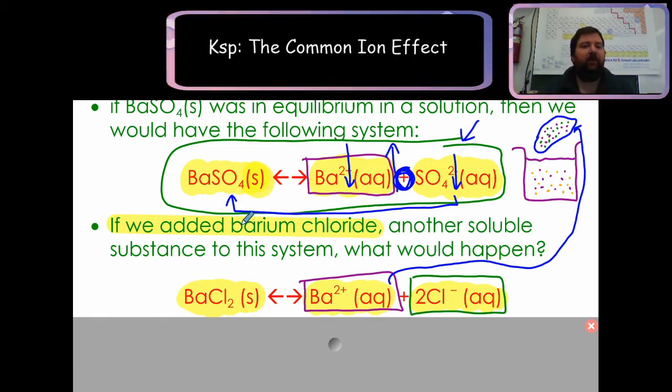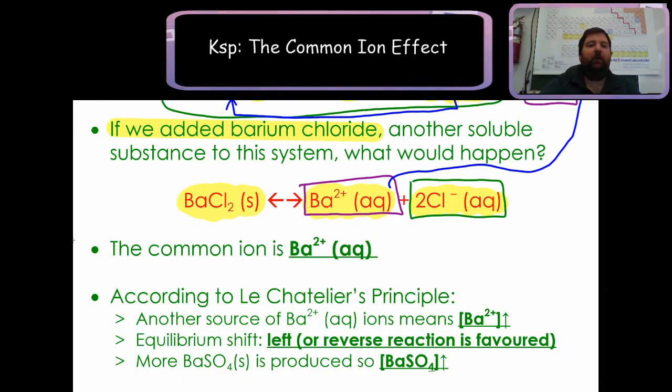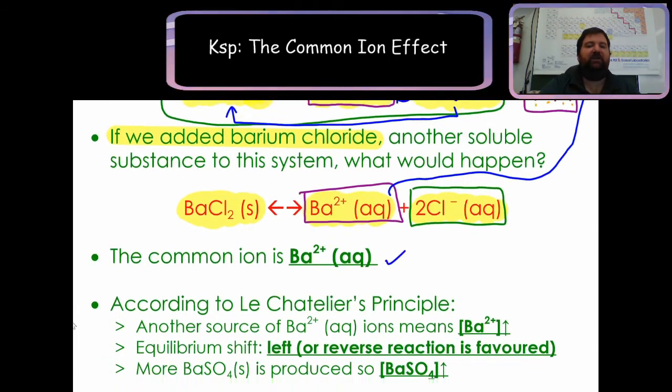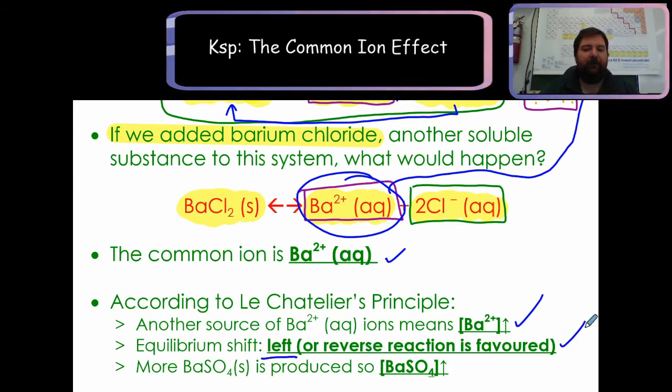This is an equilibrium shift to the left. Let's look at what we had here. The common ion is barium 2+. We knew that. We saw it. According to Le Chatelier's principle, if we add in a new source of barium 2+, that means that the barium concentration will increase. That's the stress. What will the equilibrium system try to do? Get rid of barium, shifting it to the left, or the reverse reaction.